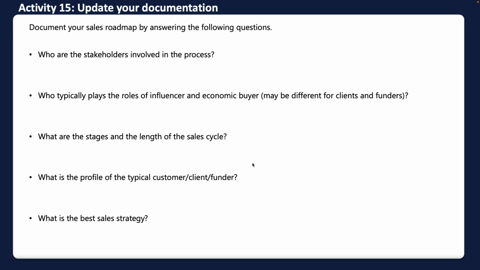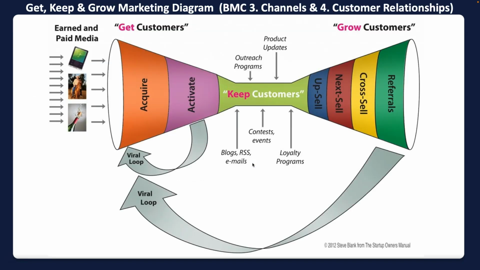And so what is the profile of the typical customer, client, funder? And there are exercises that'll help you in that this week. And then what's your best strategy to be able to sell? All those topics are going to be contained in the lessons for this week. So using this activity, you'll go back and again, you'll update your documentation. Now here is the sales funnel that Andrew's already talked about for this week. This is something you're going to be keeping in your mind as you move into the next slides. We start focusing on the business model canvas channels, and then number 4, our customer relationships.